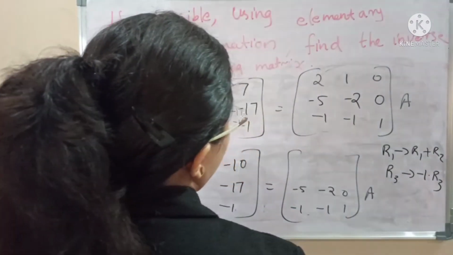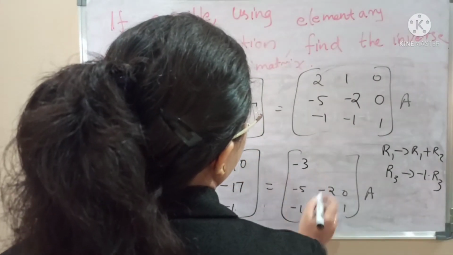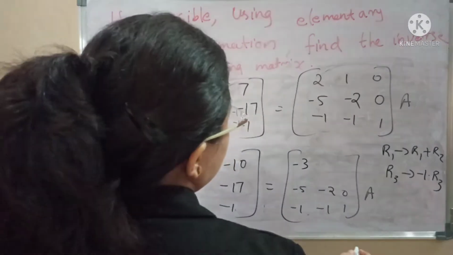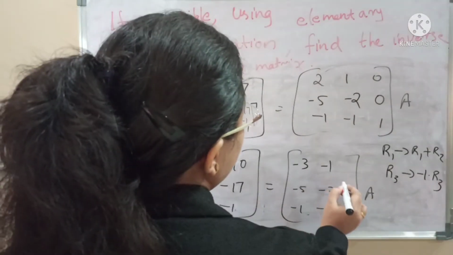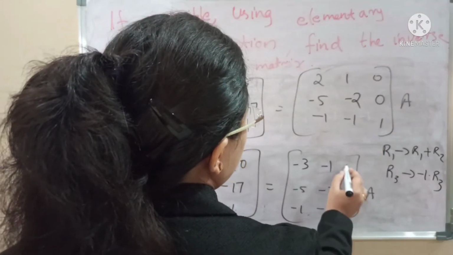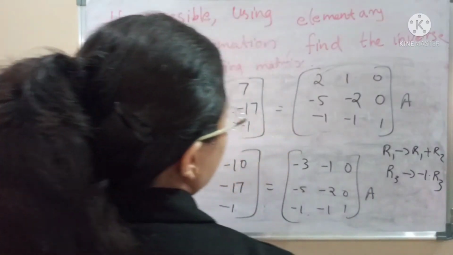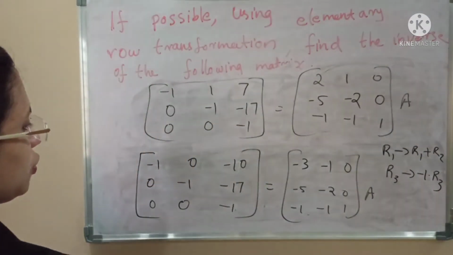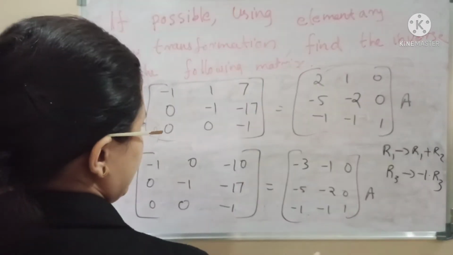2 plus minus 5, minus 3. 1 plus minus 2, minus 1. 0 plus 0, 0. Now R3 to minus 1 into R3. So multiply R3 with minus 1.